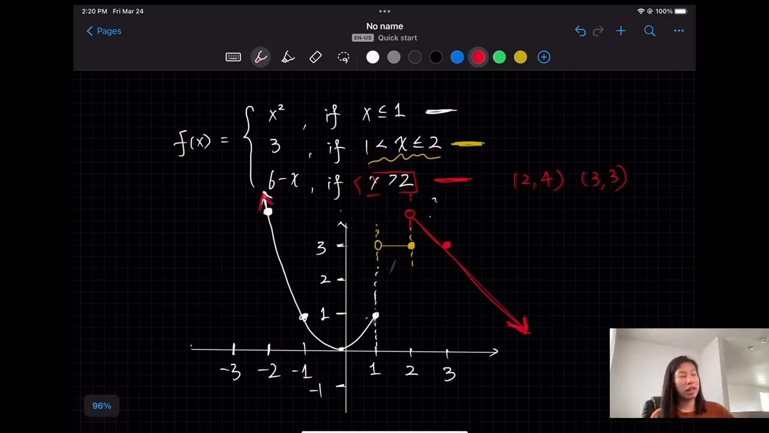Alright, so this is what we learned today about the piecewise function. Let me know if you have other questions.